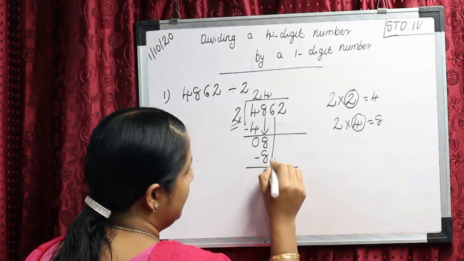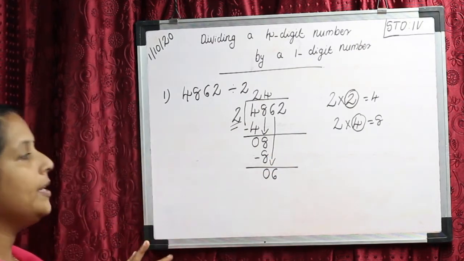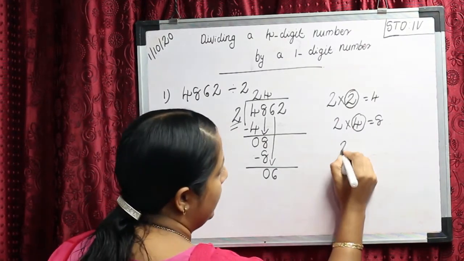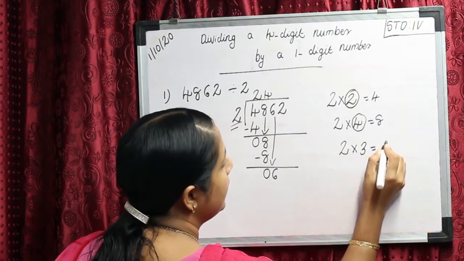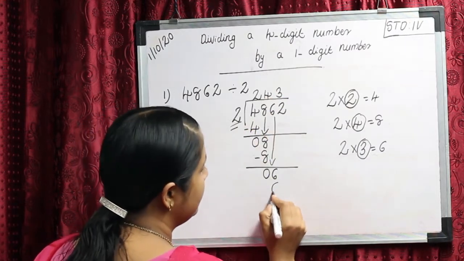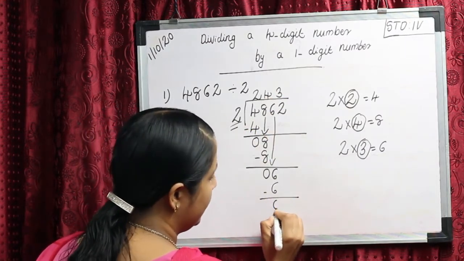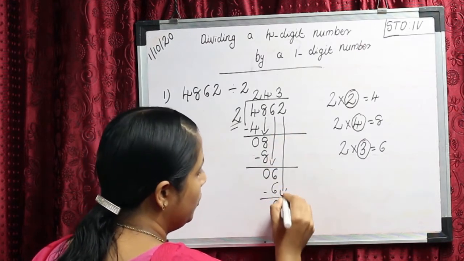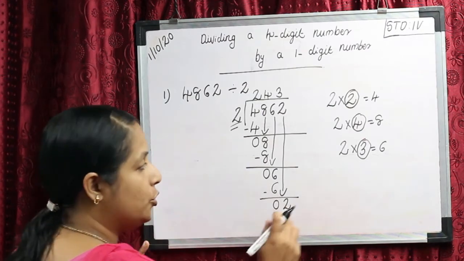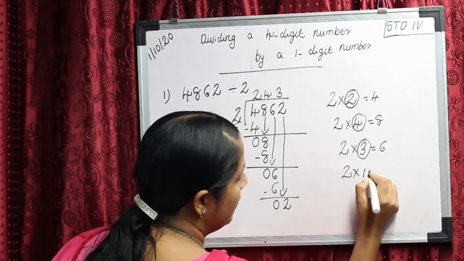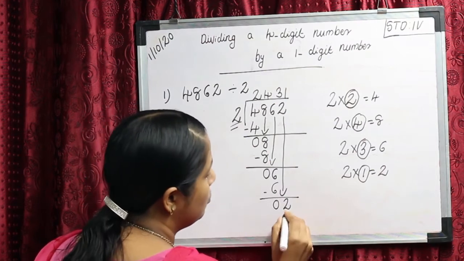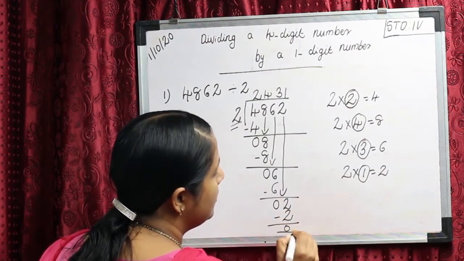Taking the next number, 6. In 2's table how can we get the answer 6? We already know that 2 3's are 6. So we take 3 here. Then 3 2's are 6. 6 minus 6 equals 0. Then the last number is 2. In 2's table how can we get the answer 2? 2 1's are 2. So we write 1 as the answer. Then 1 2's are 2. Then 2 minus 2 equals 0.